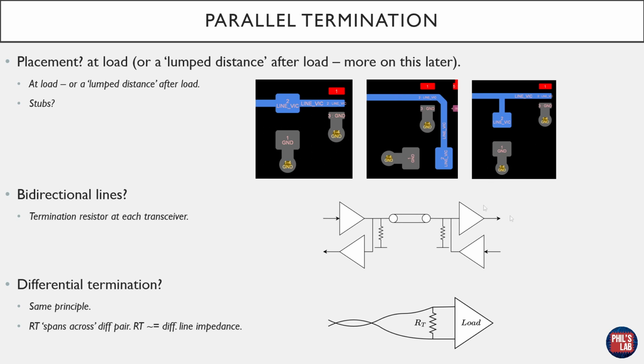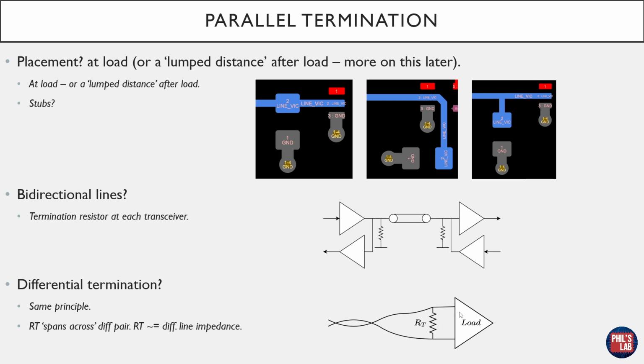We can also, of course, have parallel termination for bidirectional lines. This is when we'll need a termination resistor at each transceiver. We also have parallel termination for differential signaling, and it's the same principle. Effectively, our termination resistor spans across the differential pair.